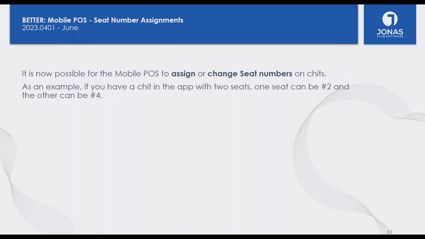Another add-on to the mobile point of sale is the seat number assignments. It's now possible for us to assign or change the seat numbers on chips. As an example, if you have a member sitting at seat 1 and you want to change them over to seat 2, you can do so.